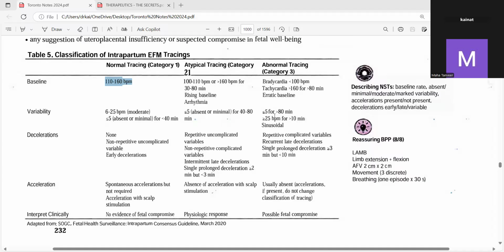Anything below 5 or more than 25 is there. In that case, this is variability. Okay, and then comes the deceleration. What is deceleration? Repetitive variables, like there is a normal reading going on and then there is something dipping. If there is a dipping going on for more than 3 minutes, but less than 10 minutes, in that case, it is deceleration.